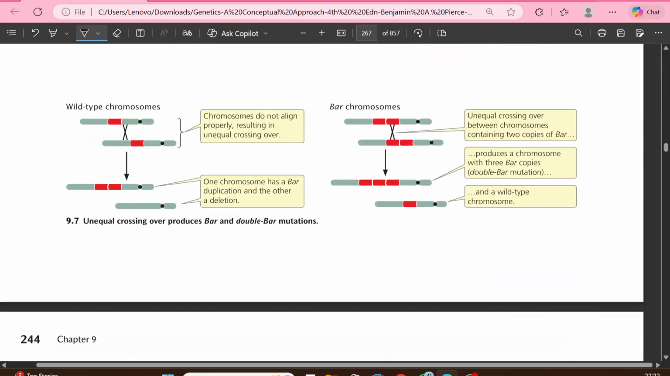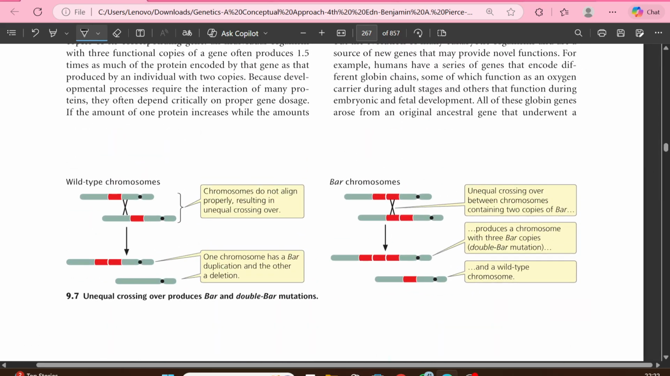How can this bar gene be duplicated? Suppose we have the wild type chromosomes, that is the X chromosomes, and we have to do the crossing over of these X chromosomes. Now suppose the two X chromosomes are not properly aligned. In that condition, this region will cross over with this region and here this bar can move this way. So that time during the crossing over, one chromosome will contain two bars. So this now has the bar mutation. And the other chromosome does not have anything. So it is again a mutation. It is a kind of deletion mutation. So this is also a problem.